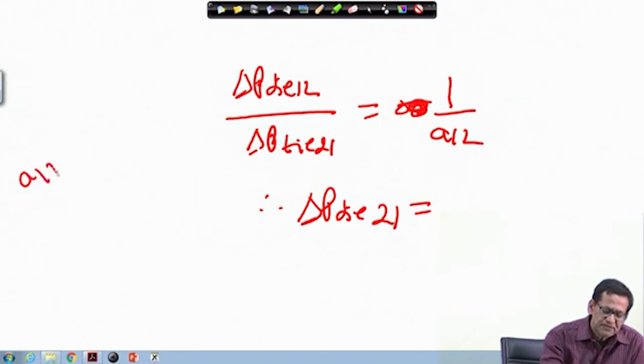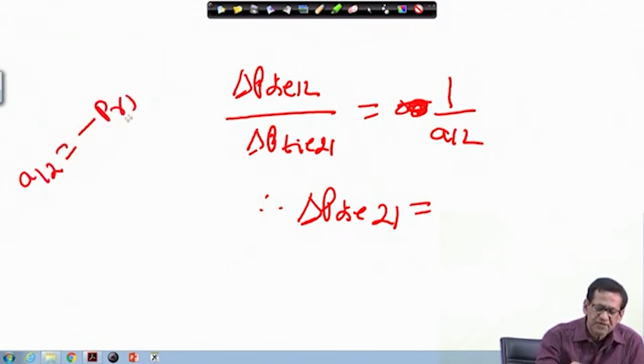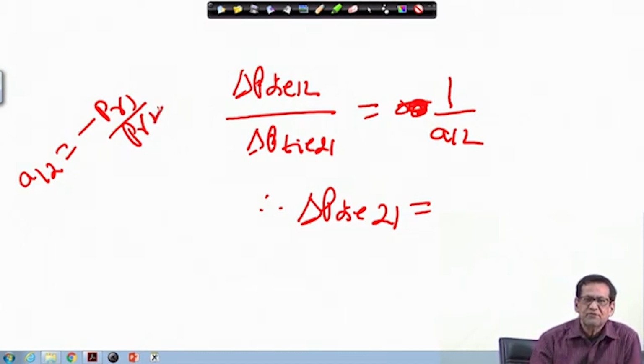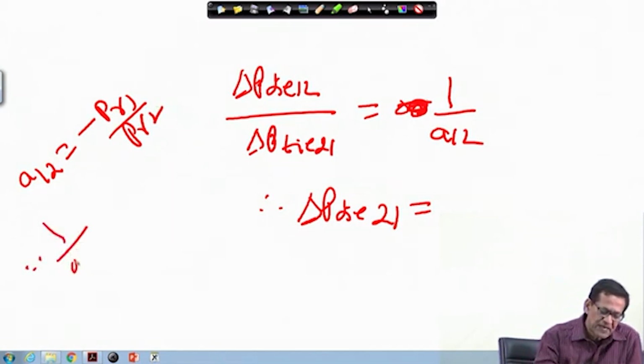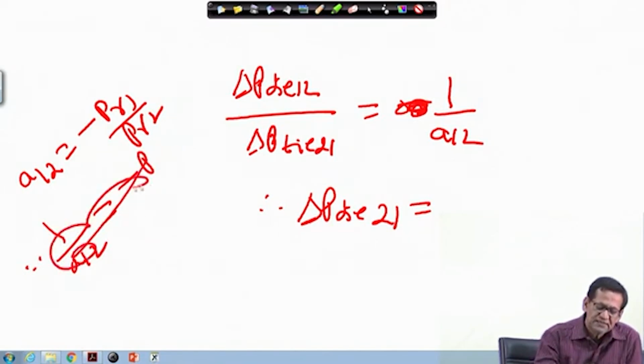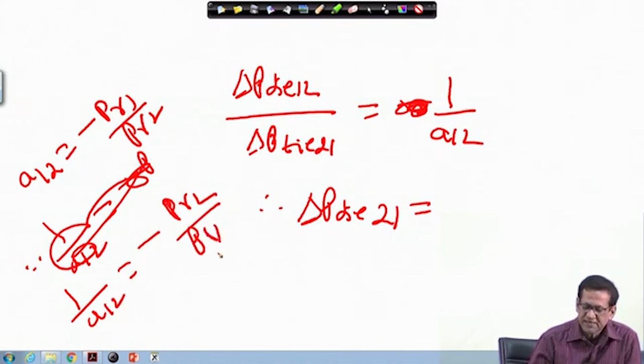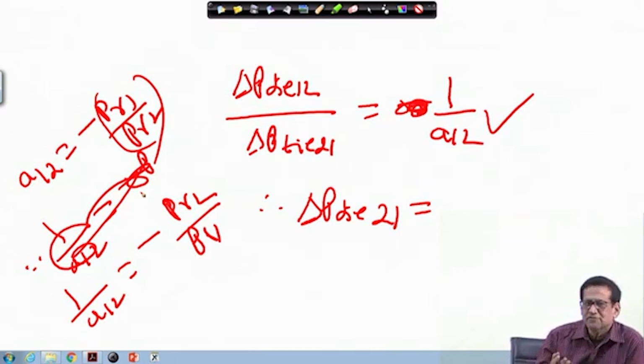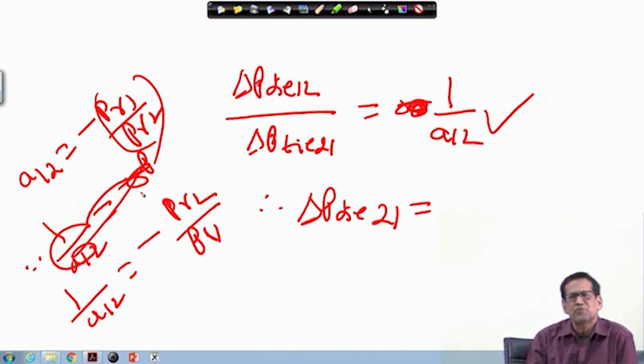We have assumed that A12 is equal to minus P_r1 by P_r2, not P_r1 by P_r2. You assume A12 is equal to minus P_r1 upon P_r2. That means 1 upon A12 will be equal to minus P_r2 upon P_r1, right. So, that is why it is 1 upon A12, but this one we define as an area capacity ratio, but with a minus sign, right. You can take other way also, no problem, as long as the block diagram concept is correct, no problem, right.